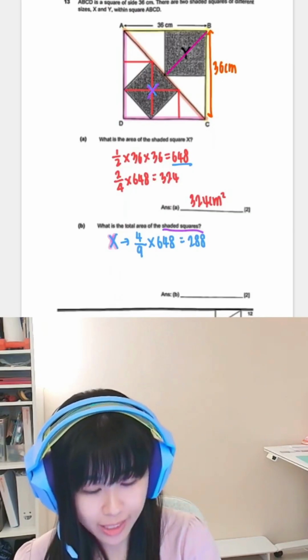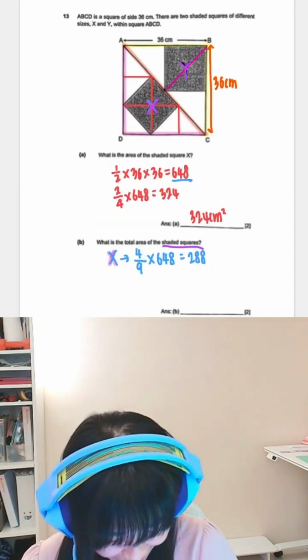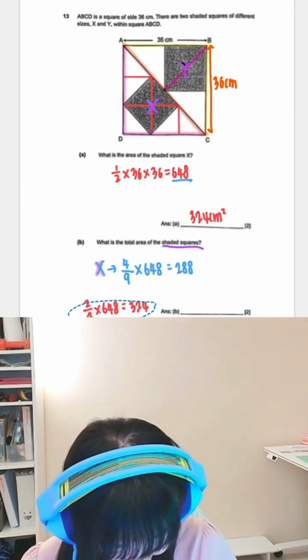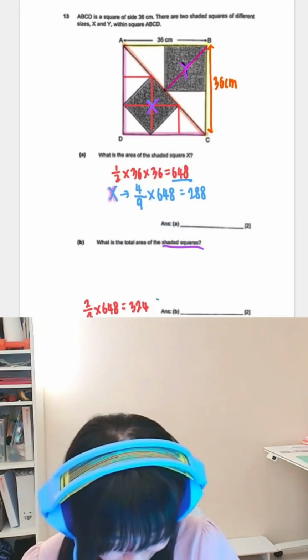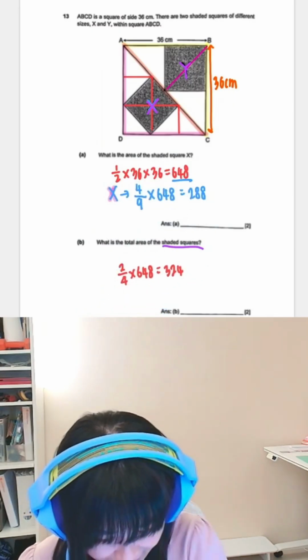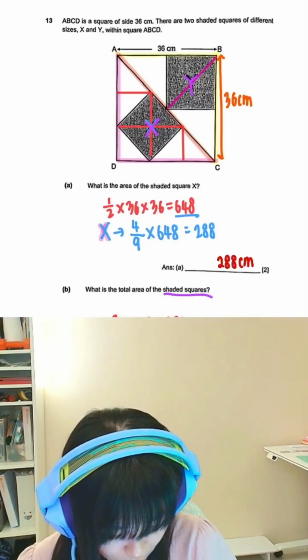You want the total area of the shaded square. So it must be X plus your Y. Oh no, I mixed it up. So X actually is supposed to be part A. Whatever I found just now was Y. Let me change it. Wait, let me change this one. Okay? Okay, yeah. So X is actually 288 cm squared.